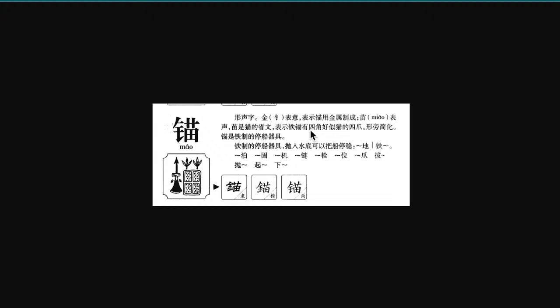Let's take a look at the character. This one goes with the 苗 character on the right.